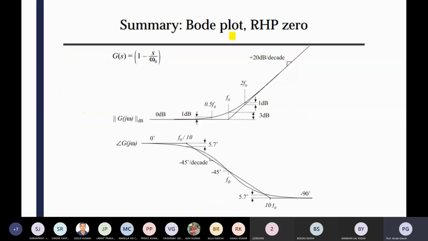You can check over here the Bode plot of the RHP zero. You can see that magnitude-wise it looks like a zero. It starts at 0 dB per decade, then it is plus 20 dB per decade. Here you can see plus 3 dB deviation, and after that it is 20 dB per decade. But in the angular representation, the phase starts from 0 like a real pole, and the deviation goes from minus 45 down to minus 90.